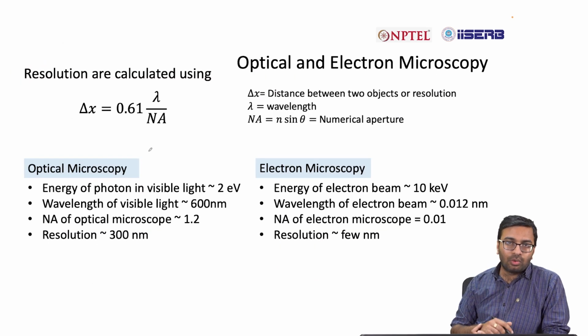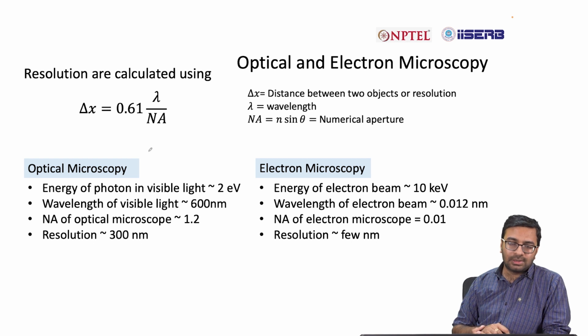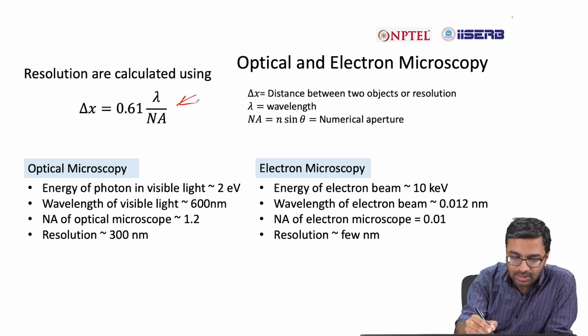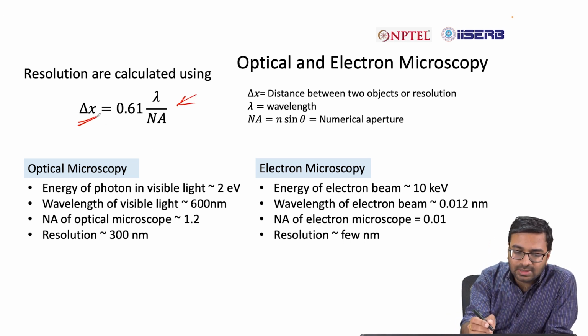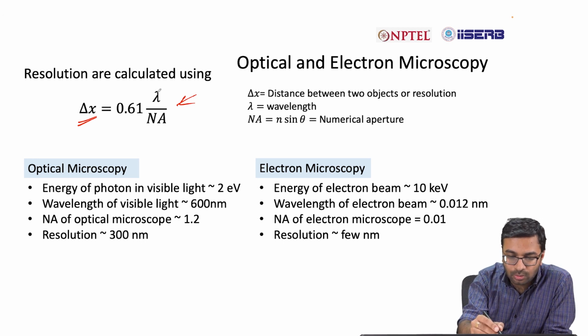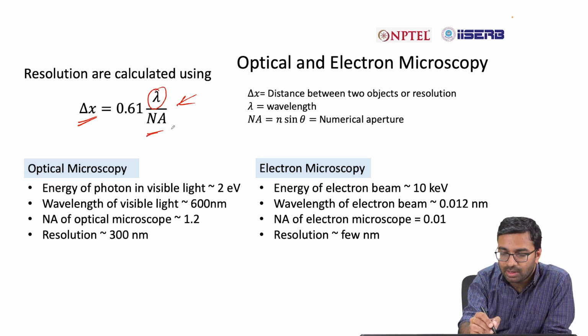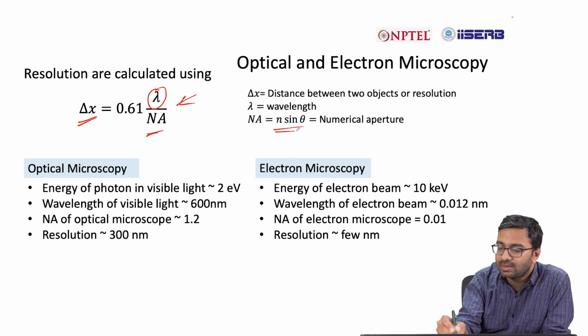But before we go to an electron microscope, let us see what is the resolution of an optical microscope. So the equation is given over here. The resolution delta x can be calculated with this equation: 0.61 times lambda, the wavelength, divided by the numerical aperture. Numerical aperture is n sin theta.